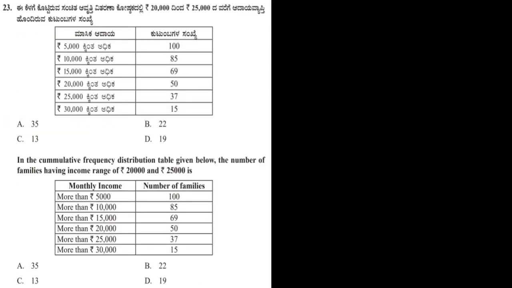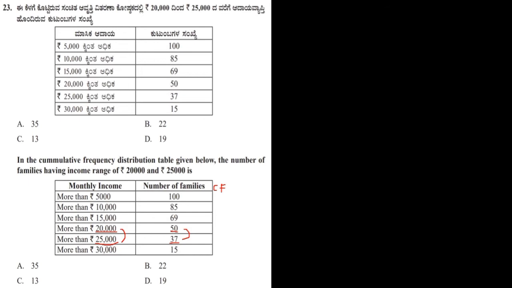23rd one. In the cumulative frequency distribution table given below, the number of families having an income range from rupees 20,000 to 25,000 is. Here they gave the cumulative frequency directly, they don't give any frequencies, and they gave the monthly income from 5,000 till 30,000. In between, we have 20,000, in the fourth line we have more than 20,000. In between, 20,000 to 25,000. What is the cumulative frequency for 20,000? It's 50, and for this we have 37. If we draw the ogive graph, then we will get exactly the point like that.